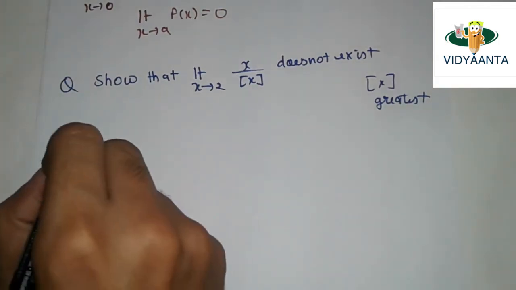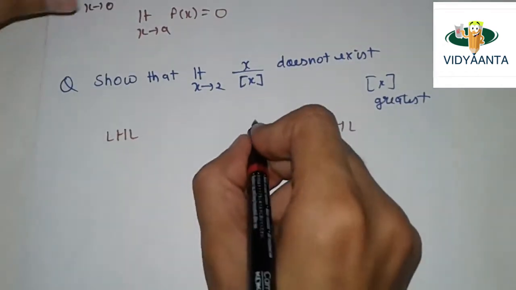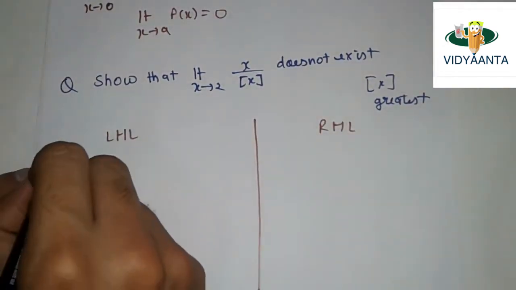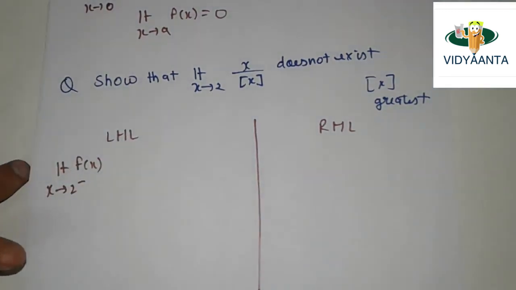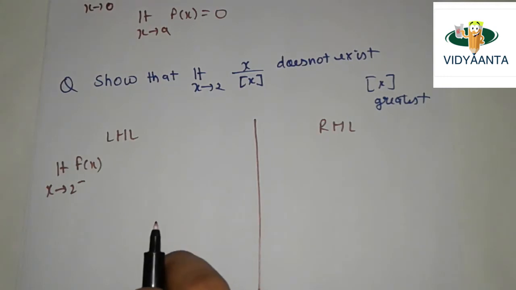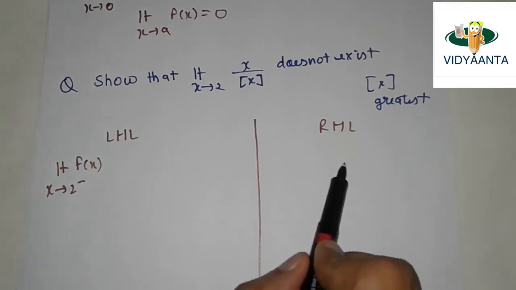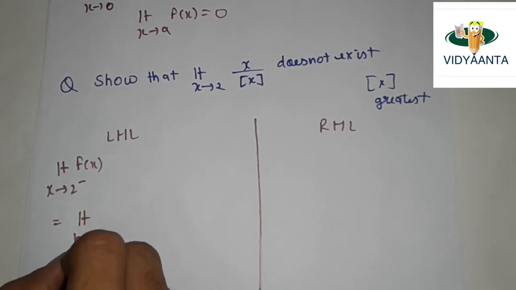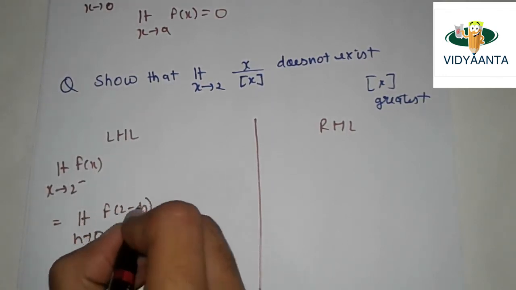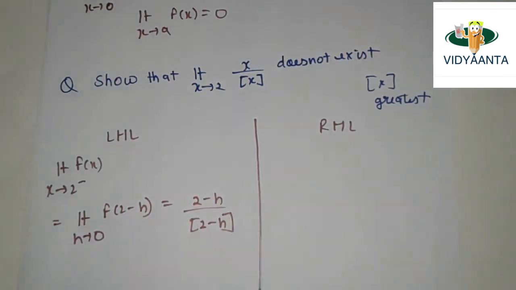Step 1. First of all, you have to find the left hand limit and right hand limit. Limit of f(x) as x tends to 2 minus. As I have told you, in left hand limit the approach is always negative, and in right hand limit the approach is always positive. So we can write the limit of h tends to 0 of f(2 minus h), which is 2 minus h over the greatest integer of 2 minus h.